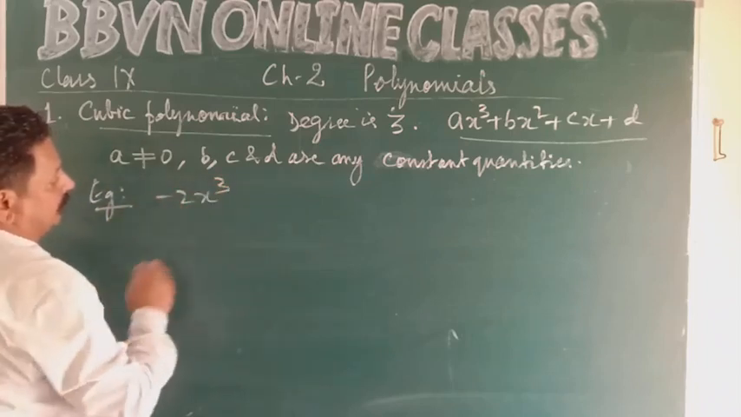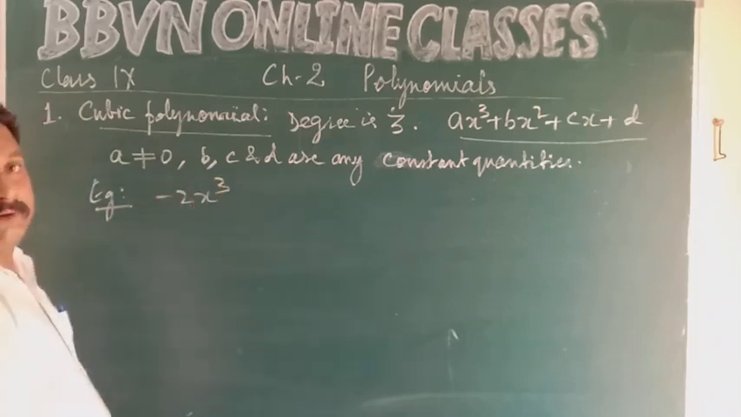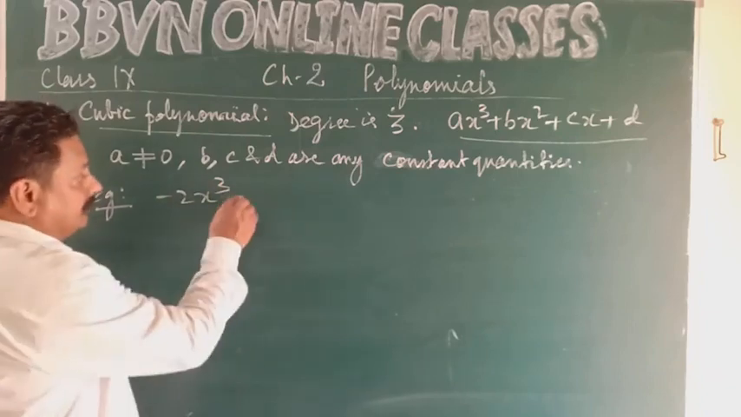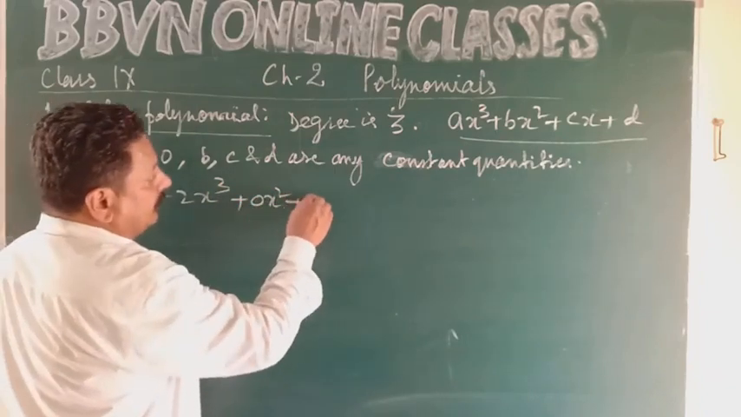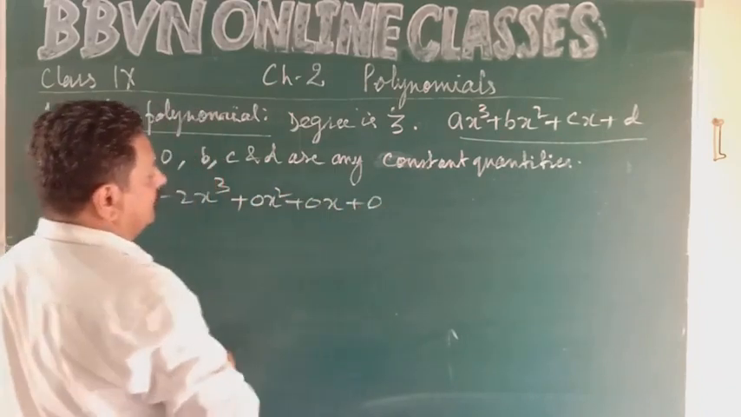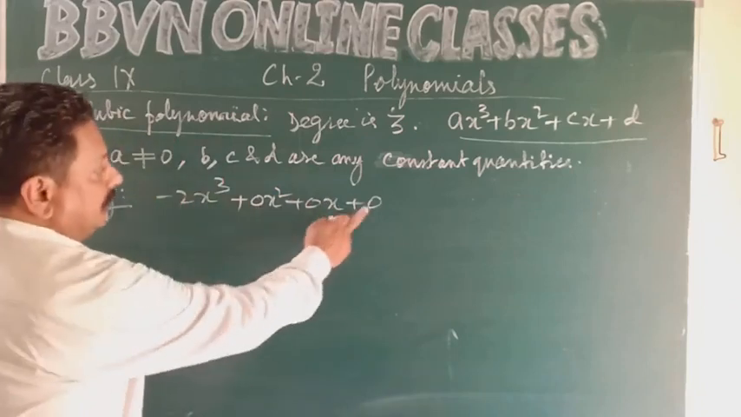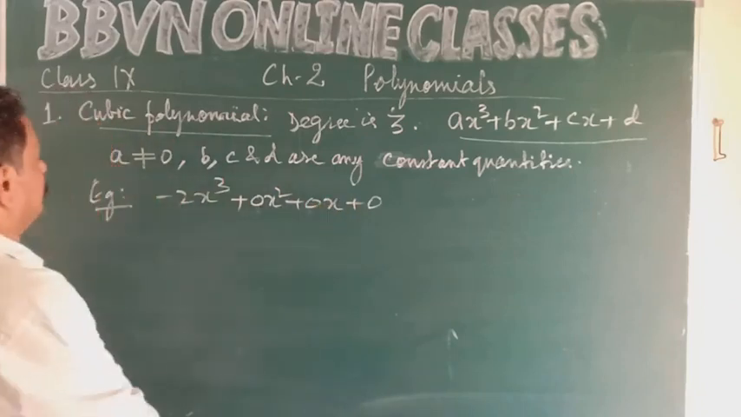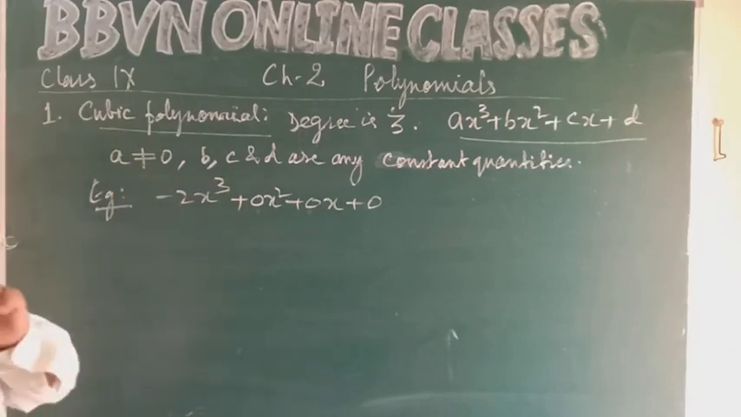minus 2x cube, this is a cubic polynomial. So it means this is 0x square plus 0x plus 0. So A is minus 2, B, C and D are 0. So this cubic polynomial has just one term.